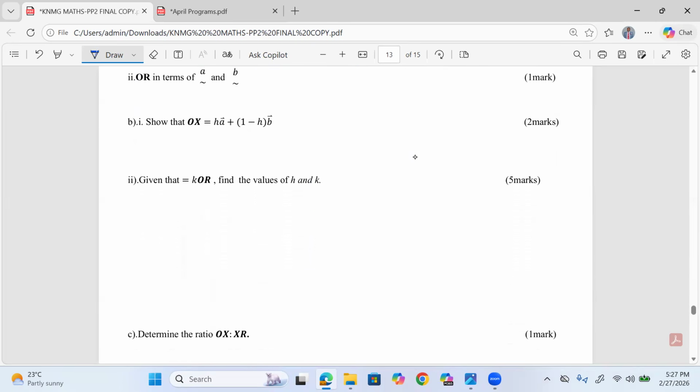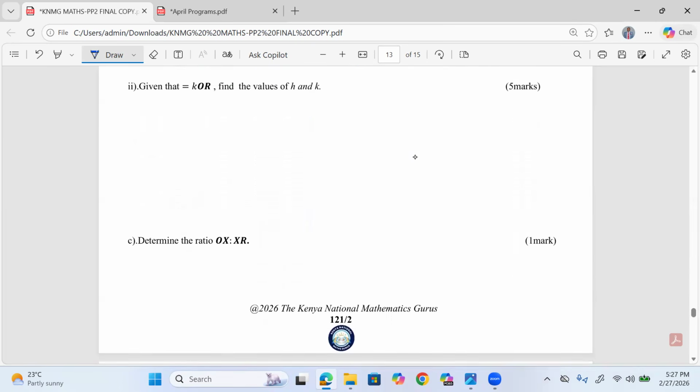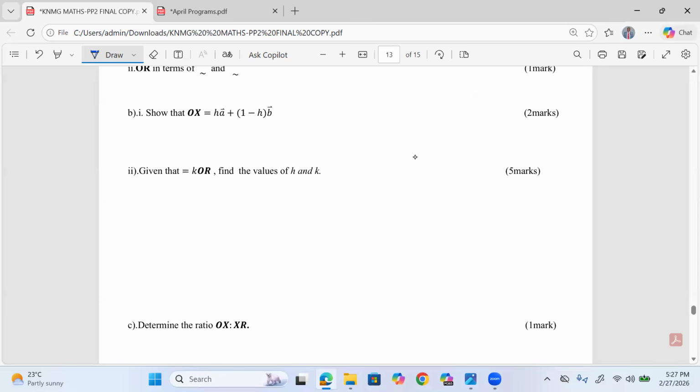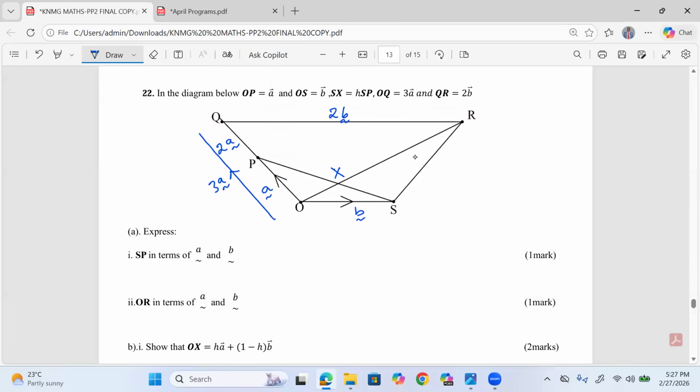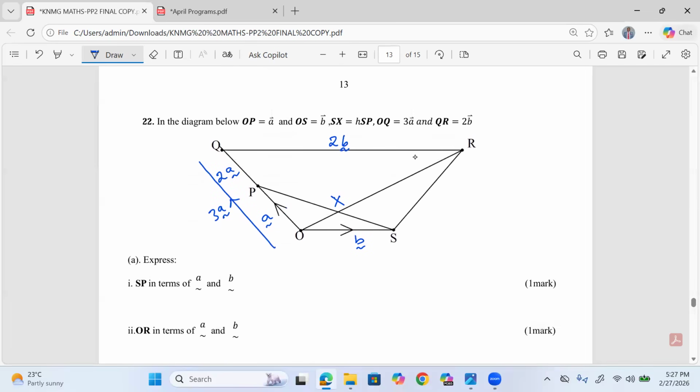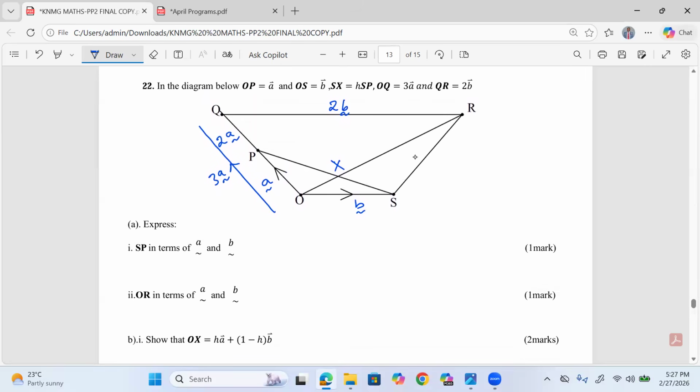This is a very good question. I'm actually liking it already before we even compute. I'm already in love with the question. Let's proceed, ladies and gentlemen. Let us proceed. We are talking about expressing SP in terms of A and B.